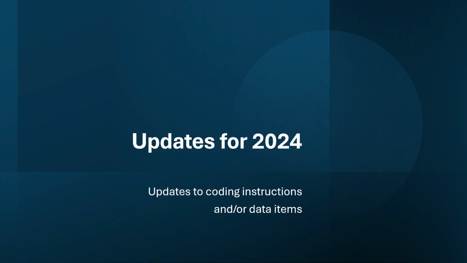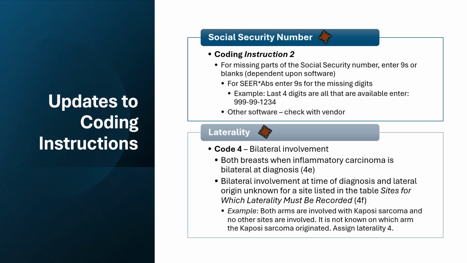Now we're going to take some time to look at the updates for 2024. These are updates to coding instructions and/or data items. Here you see we have the symbol denoting a difference between SEER and STORE for both of these data items. Follow the SEER instructions as those take precedence over STORE. For recording Social Security number, the coding instruction number 2 has been added. This tells us to enter nines or leave blank for missing numbers of a Social Security number.